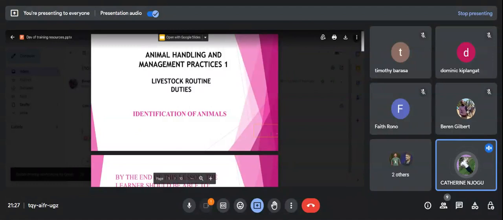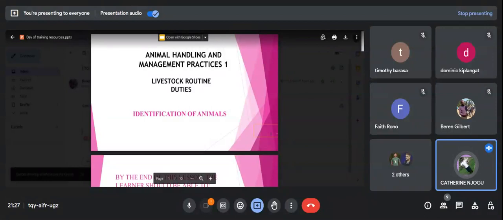So, vaccination, we say it is giving vaccine to your animals so that you can train their immune system to create antibodies so that in future they will not be exposed to diseases. And we said there are some types of vaccines and they were mainly four. I will not name them, you go and revise.